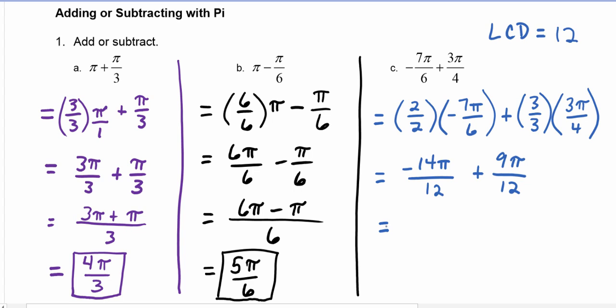Now that the fractions have the same denominator, we can write them as one fraction. So we have negative 14 pi plus 9 pi over 12. And the final answer there then is going to be negative 5 pi divided by 12.